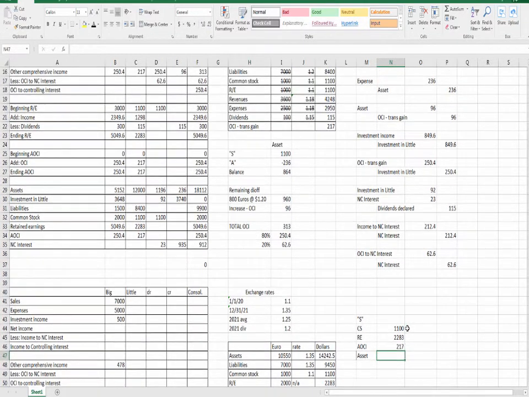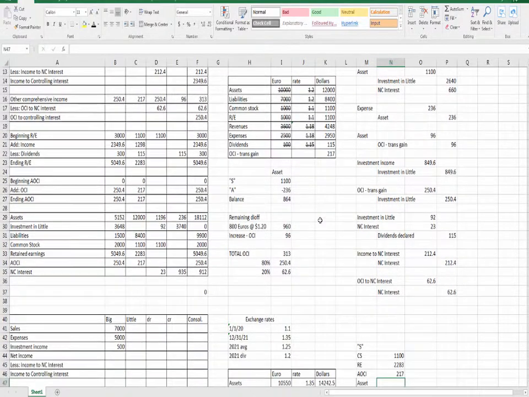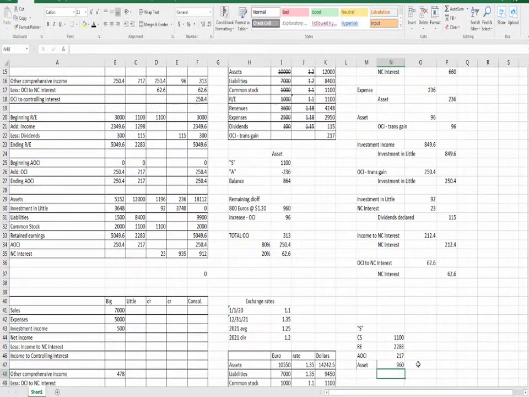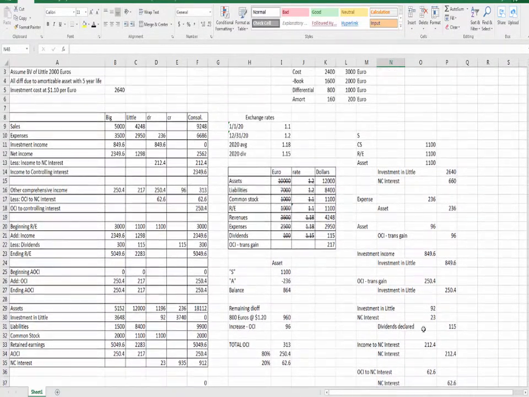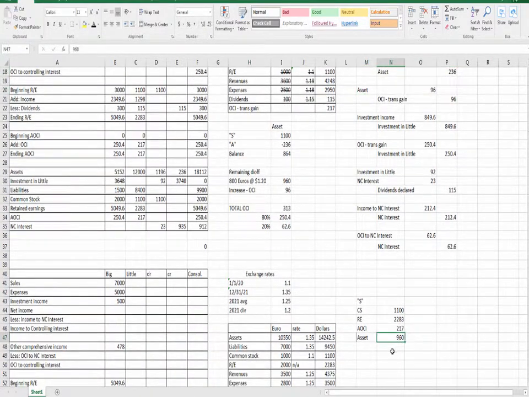Again, think of how things carry forward. We could do this one of two ways. We could say, look, at this point, we started out with a $1,000 differential. At the end of last year, there was 800 euros remaining, valued at $1.20, and so we're carrying forward $960. If you prefer, we can look at last year's elimination entries and say, okay, last year, we debited the asset for $1,100, we credited the asset for $236, then we debited it for $96, all of that netting out to $960. We're carrying forward $960.